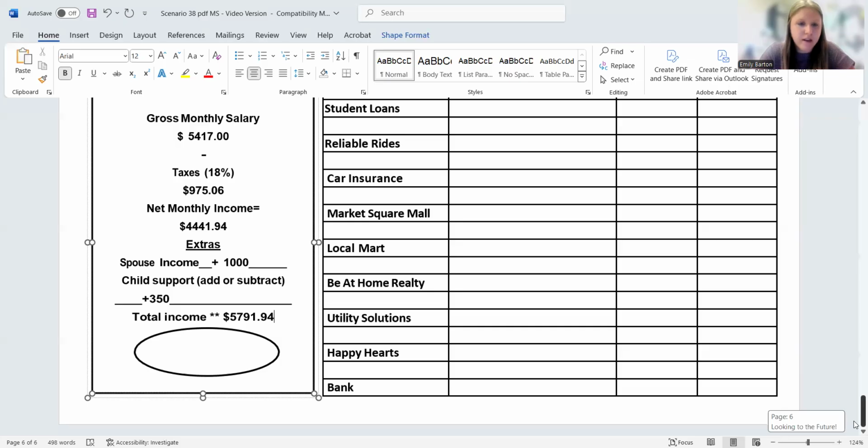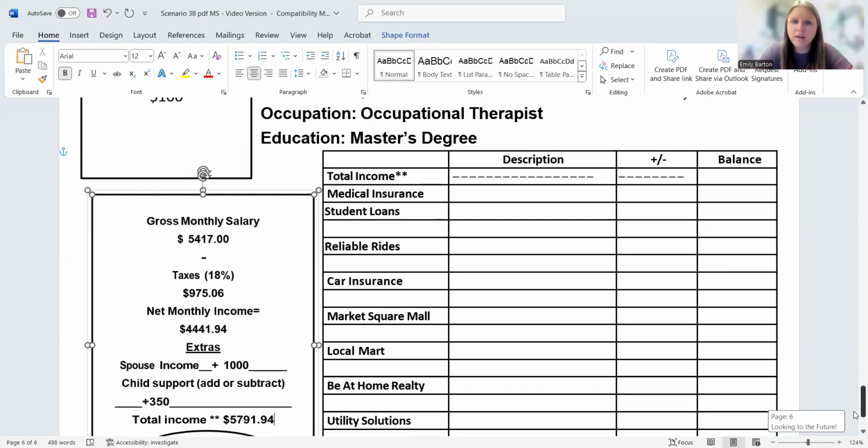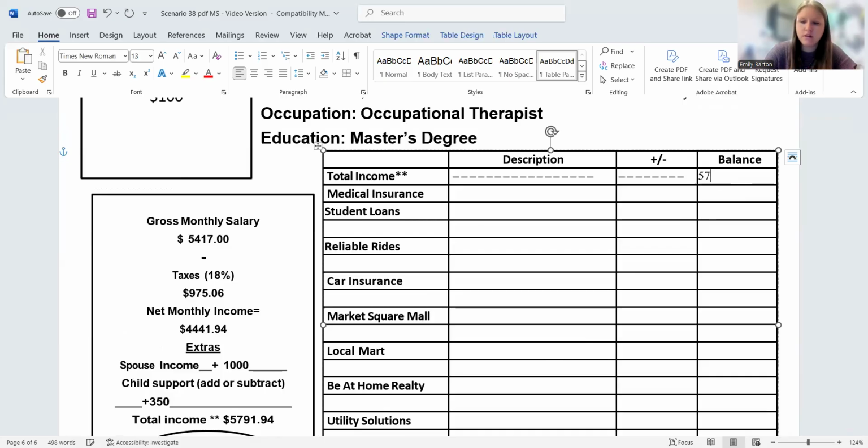Okay, now that you're back, you've got to your total income. You're just going to take that same number, move it right up here into the total income line under balance. So that is going to be the amount from your net monthly income, your spouse income, and any child support that was added or subtracted. That's the final amount that went into your checking account for this month.